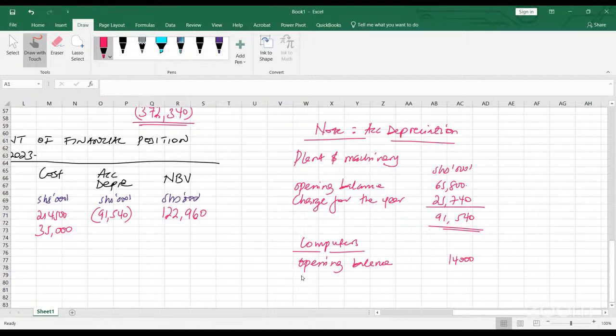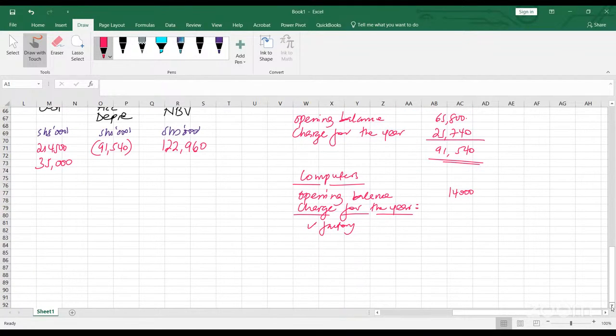But then we have the charge for the year. There is a portion that we took to the factory. How much was the depreciation charged under the factory on the computers? Someone check that out. We have to add and get a total.